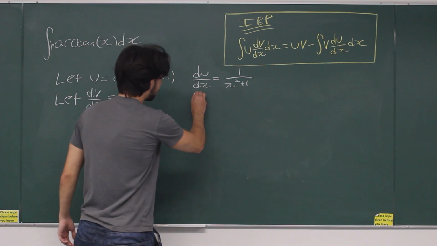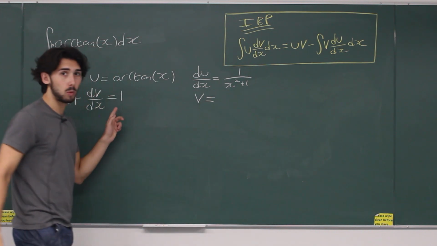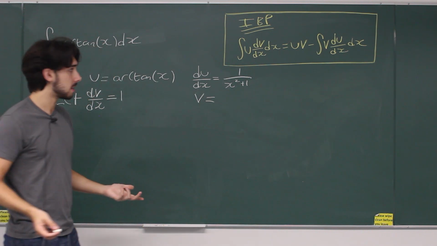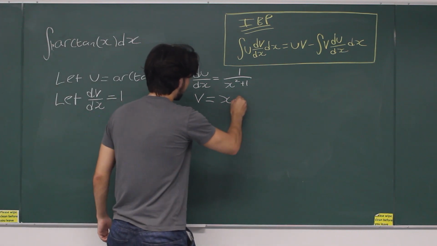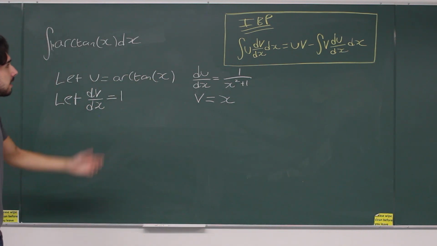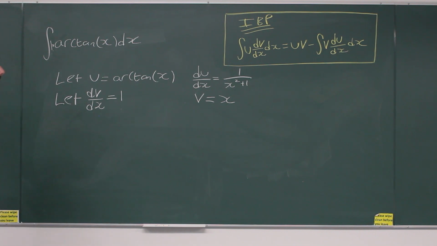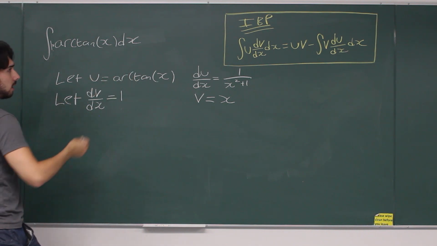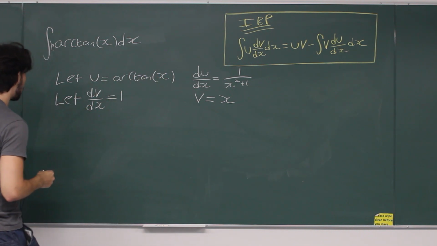Okay, so v, which is the integral of just the number 1, is just going to be x. So these are our 4 things. Now we're ready to just go straight into the integration by parts formula, which is just that yellow box there.